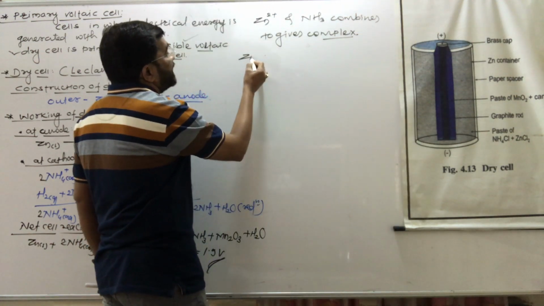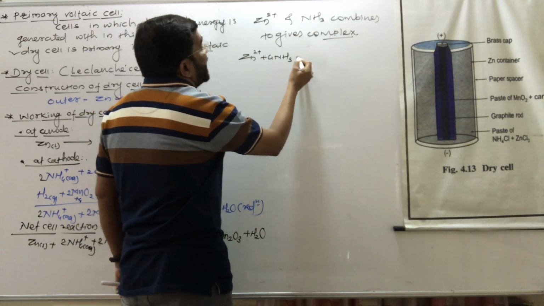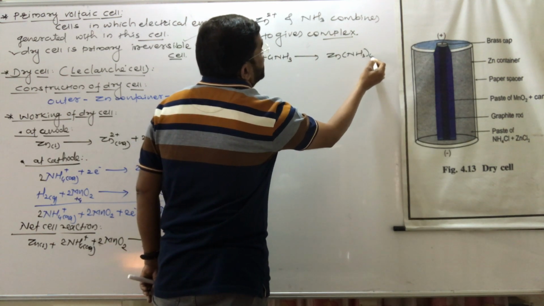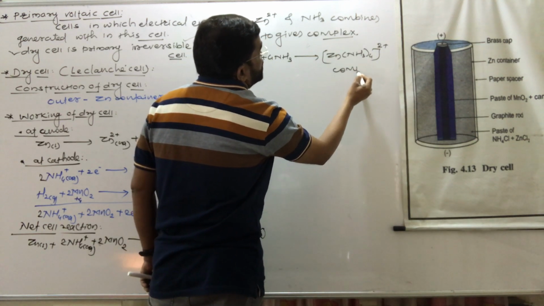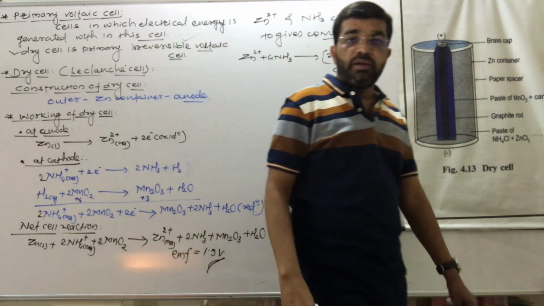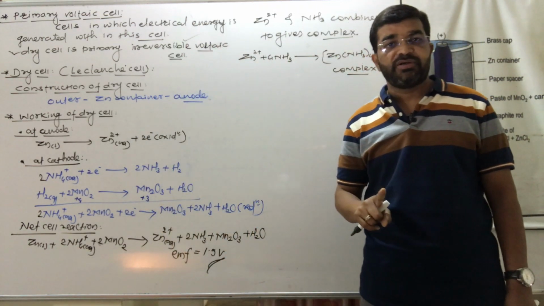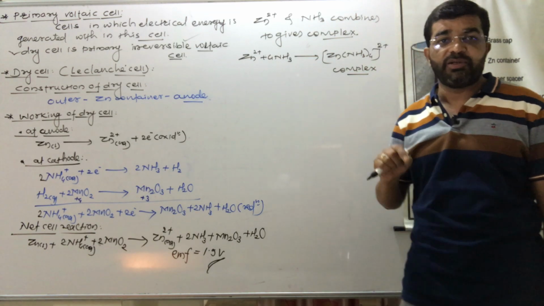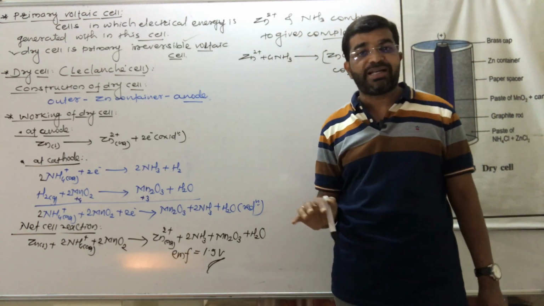So here zinc ions combine with ammonia and there is formation of this complex, Zn(NH3)4 2+. This complex is strong and stable. Therefore, they are not available for the reverse reaction and hence the reaction is not reversed. It is an irreversible reaction. This is the working and construction of the dry cell.